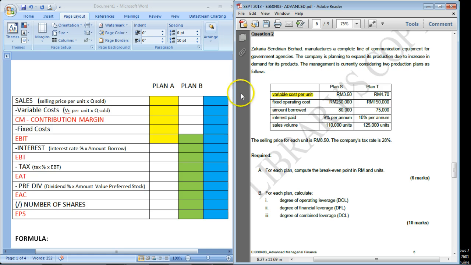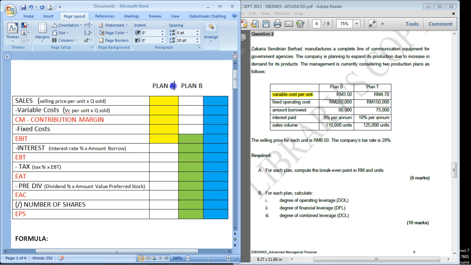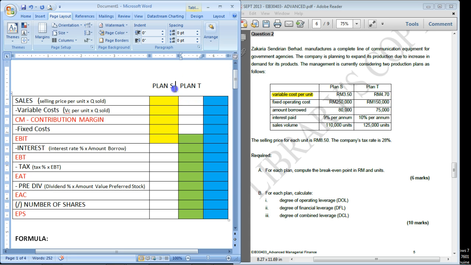So I want to teach you how to construct this income statement, but I only show you one plan. In the question, you use plan S and plan T, correct? So class, I only provide plan S, and this video only focuses on plan S. Please do your own plan T tutorial later, using the same steps. I only give you one sample. Then you can calculate for both. Now I focus on plan S. Do the same thing for plan T later.